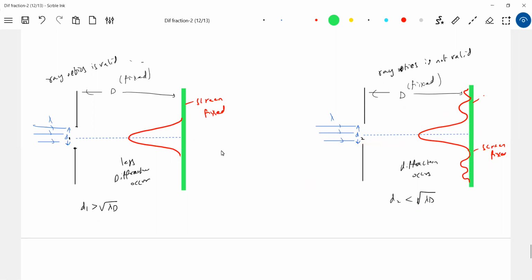Now look at that. God has designed our eyes. What is our eye? Our eye is the aperture. We have our eye's diameter, the aperture, what we call technically. If God had designed our eyes such that the aperture of our eye lens is less than lambda D, what is capital D? This is our lens and this is our retina. If D2 were less than lambda D, then you would see the diffraction effect, and the world would not look like this.